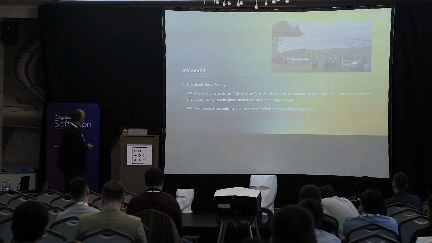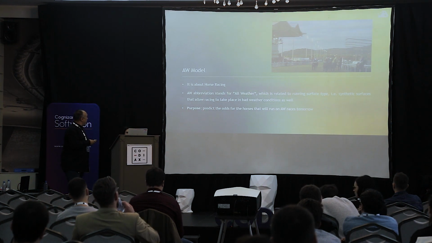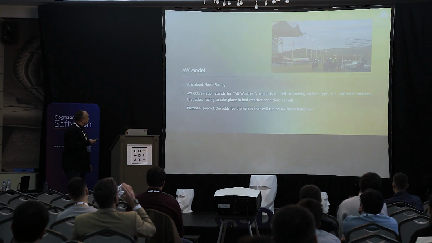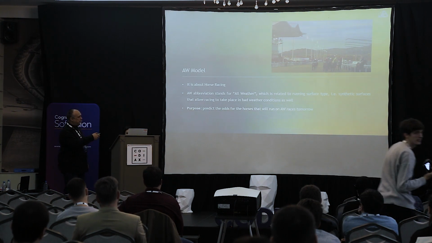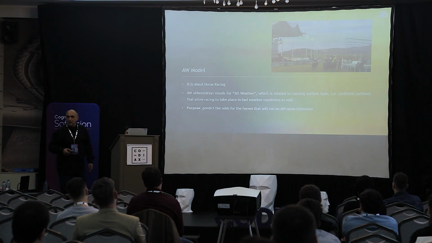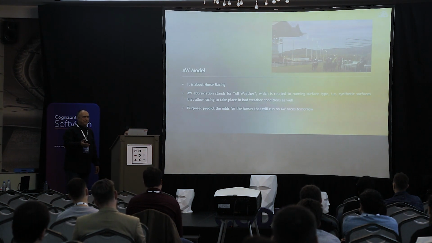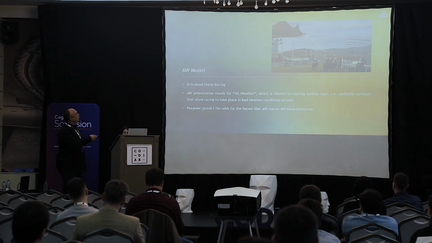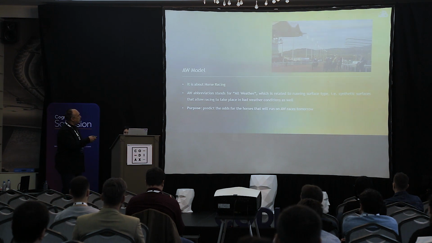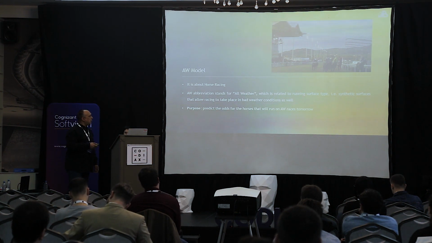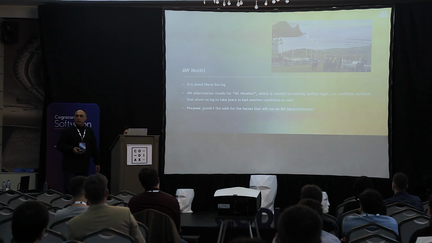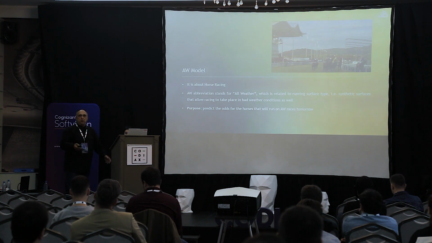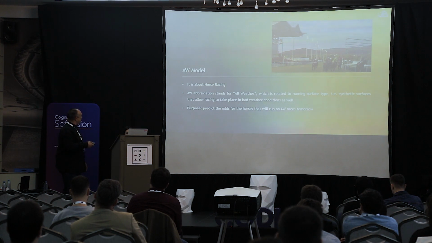The all-weather model, the AW model. What about that acronym, AW? It's all-weather. Well, as you can see in the picture here, it's about horse racing. We are a betting company. All-weather means that those horses run on tracks that are covered with some synthetic material, so they can run regardless of whether it's raining outside or whatever. All weather. Okay, horses run on all-weather.